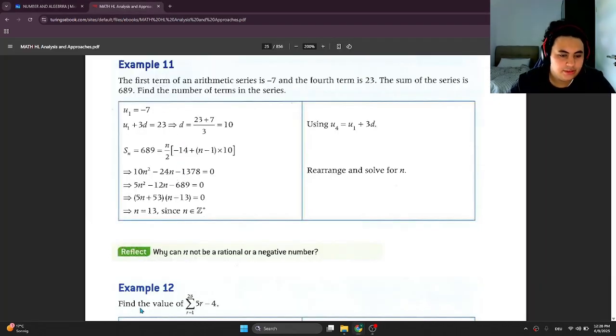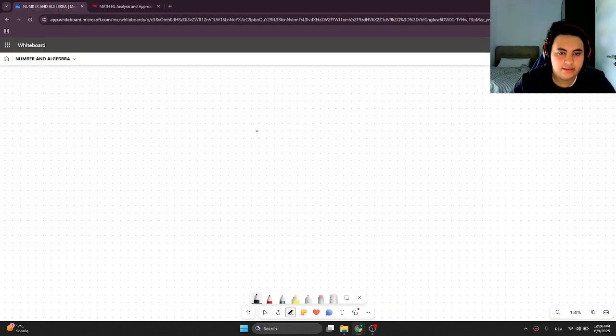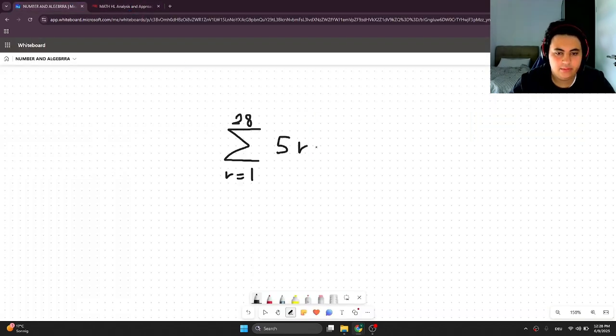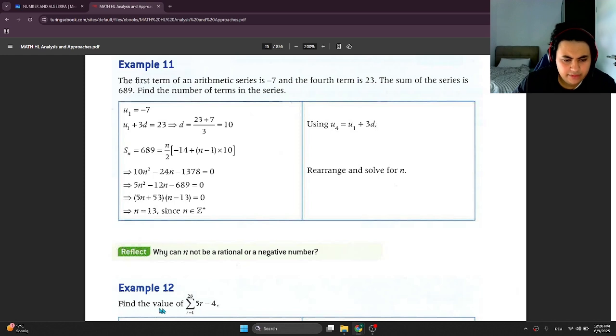Okay, so the next question. Find the value of the sigma notation, and here we have r is equal to 1, 28, and then 5r minus 4 is the expression. Okay, so let's write the sigma notation here. So we have 28 on top, r equals 1 on the bottom, and then we have 5r minus 4. So first of all, let's remember what we learned. What does this mean? We're supposed to find the value of it.